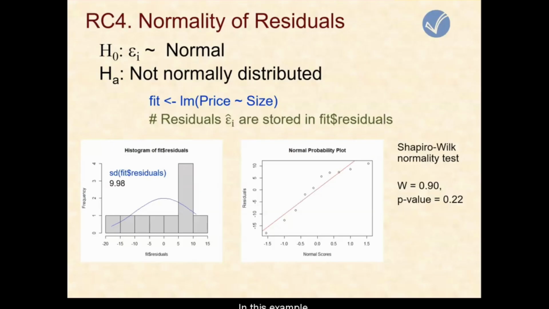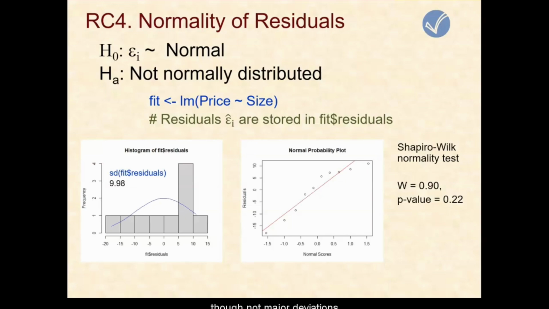In this example, the histogram is somewhat flatter than we would expect, but not too spread out. Noted is that the standard deviation of the residuals, found using the sd function in R, is about 10. From the histogram, we see that most of the observations are within one standard deviation, and all are within two standard deviations of the mean of 0. This does not differ from what we would expect for a normal distribution.